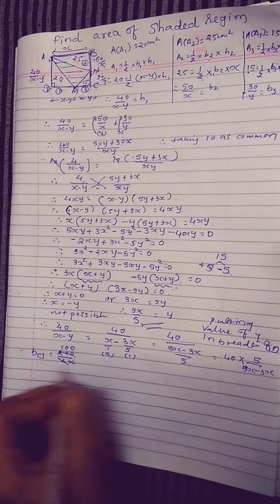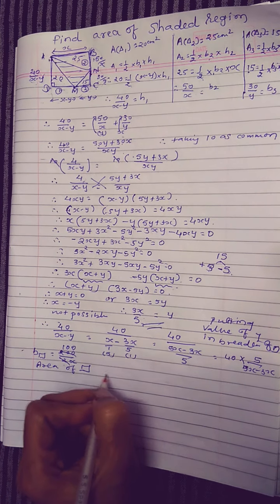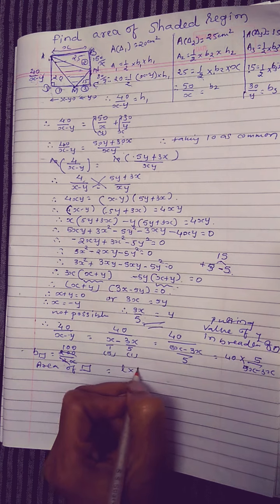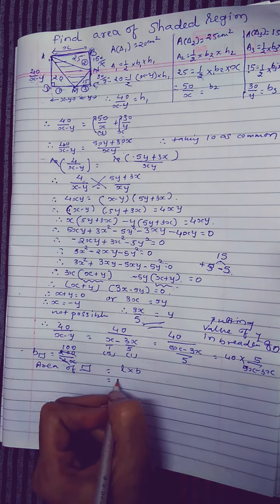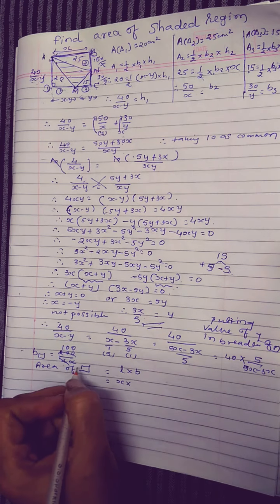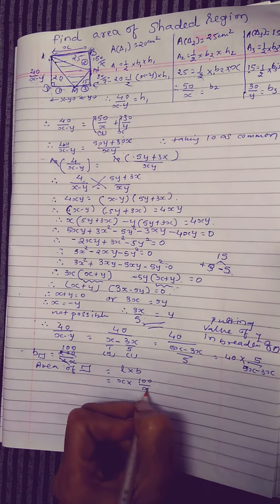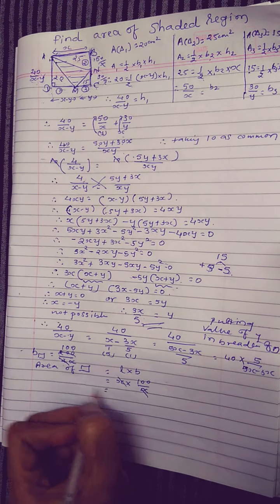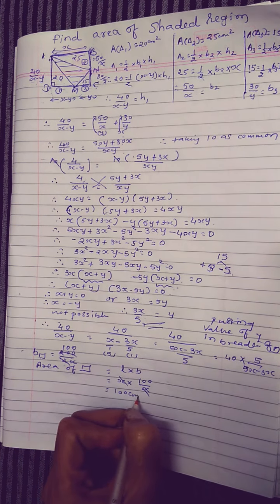Now you find out the area of the rectangle. Area of rectangle is equal to length into breadth. Length you already know that it is x, so you write here x into breadth. Breadth how much you got? Breadth is 100 upon x. X got cancelled, so you got the area of the rectangle as 100 centimeter square.